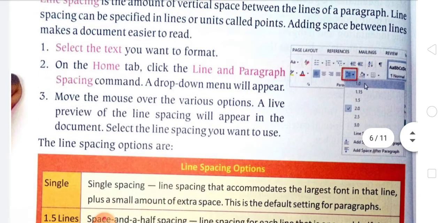Okay, so here you have to first select the text, and after it go to the Home tab. Then after that, click the Line and Paragraph Spacing command, and a drop down menu will appear. Then move the mouse over the various options. A live preview of line spacing will appear in the document. Select the line spacing you want to use.